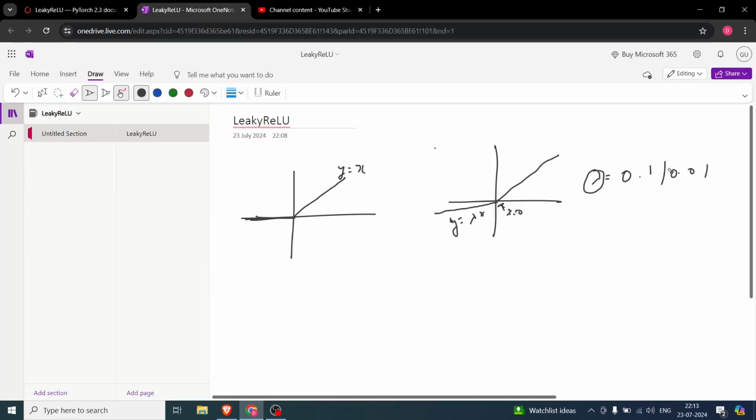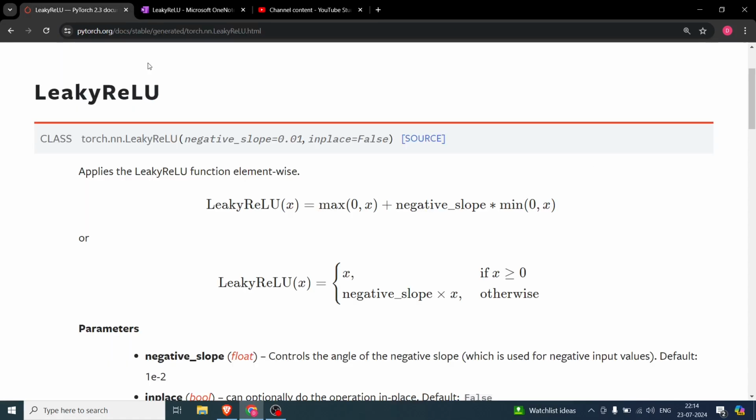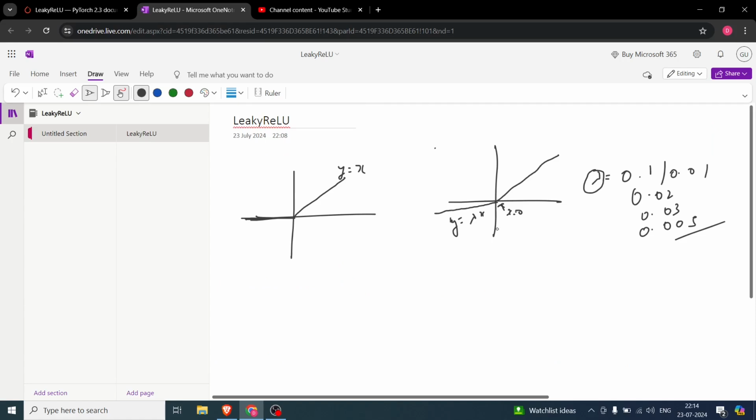You can play with this number. You can also have 0.02, 0.03 or 0.005, whatever. This is a hyperparameter that you can change. So what is that going to do? It is basically going to change the shape. So for example, if you are taking 0.01, then this graph will look something like this.